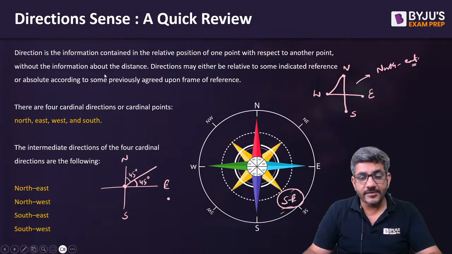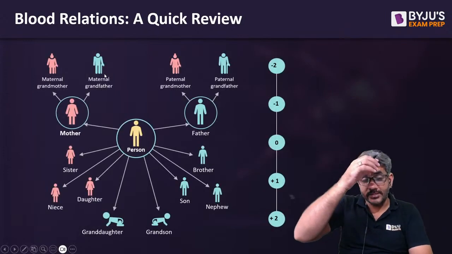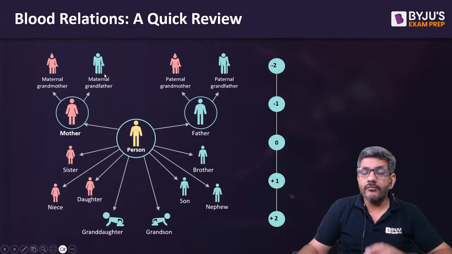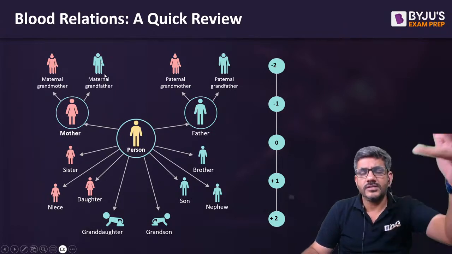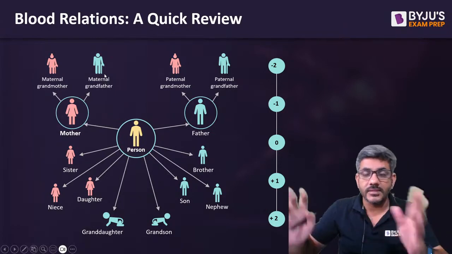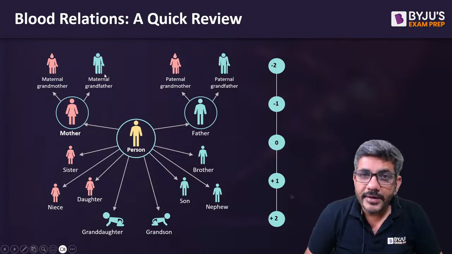Okay, that's the first thing. Now I'll move on to the second one. If I talk about the blood relations, what all are there? Now we have seen these questions that A is the mother of the father of the daughter of the son of the husband of the wife of something something. That ways it becomes a little tricky for us. So how do we deal with these questions?